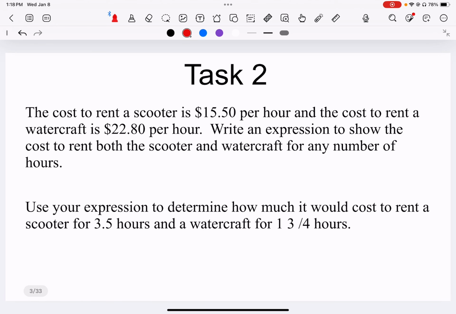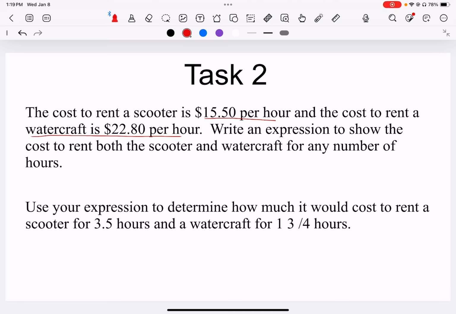Task 2. The cost to rent a scooter is $15.50 per hour. The cost to rent a watercraft is $22.80 per hour. Write an expression to show the cost to rent both the scooter and the watercraft for any number of hours.